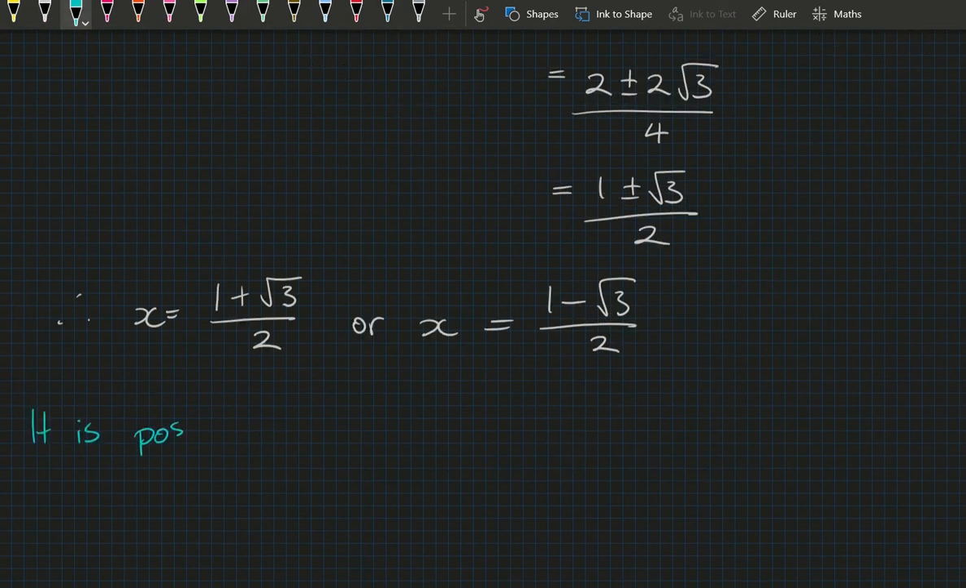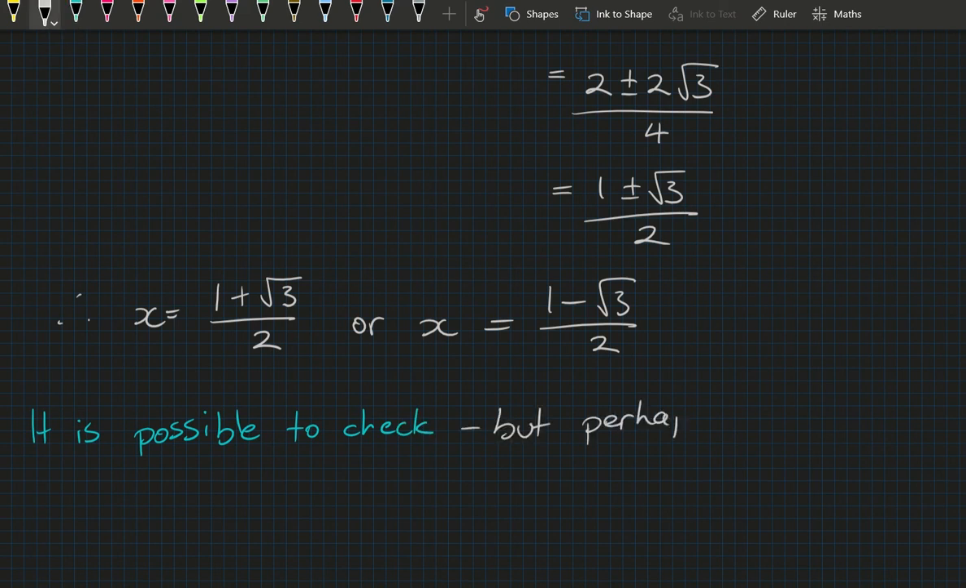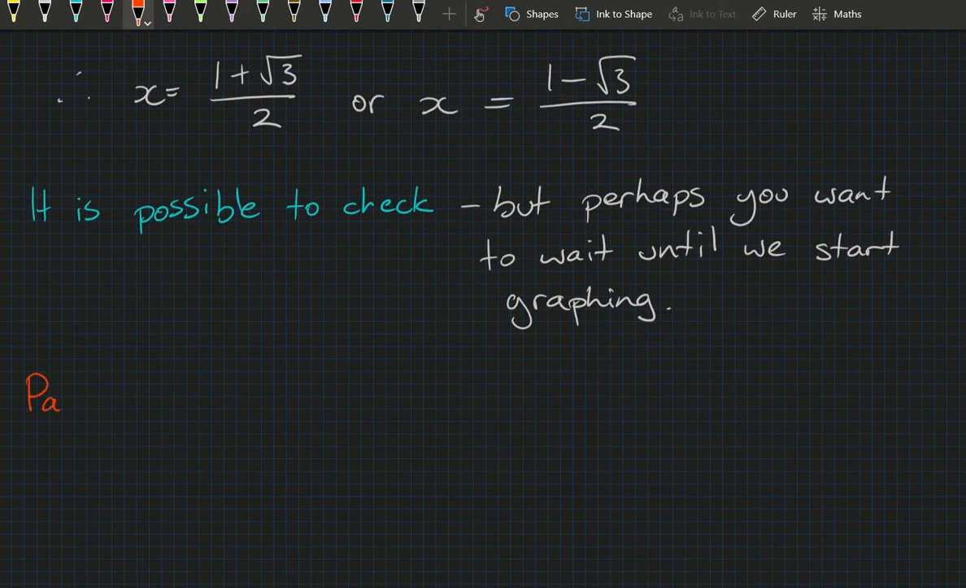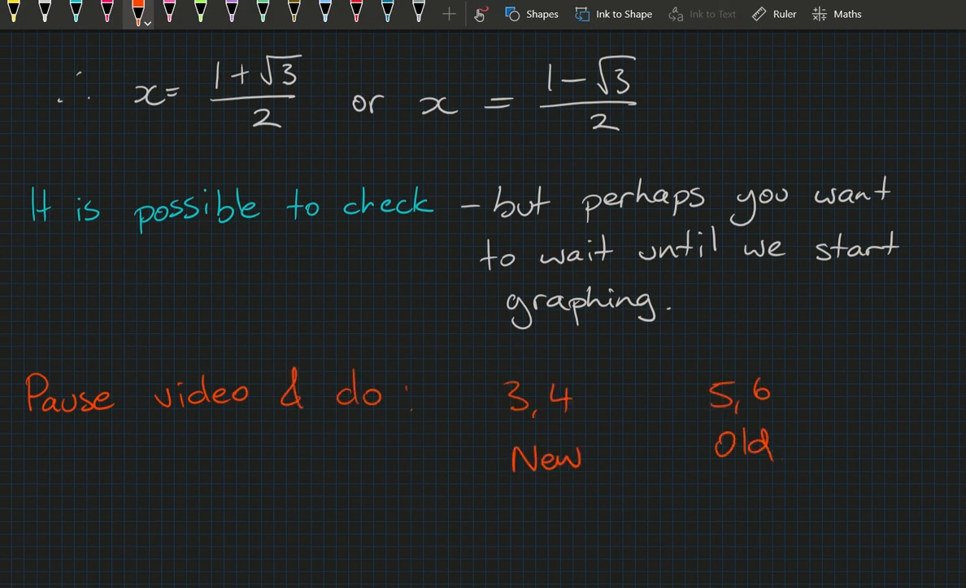Of course, you can check this if you want, but maybe it's going to be more fun to wait until we start graphing in the next block. Anyhow, at this point, I suggest you pause the video and work on questions 3 and 4 in the new book, or questions 5 and 6 in the old book. I know this equation looks complicated, but using it shouldn't be too hard. Also make sure you take some time to understand exactly what's happening. Alright, I'll see you in the summary.